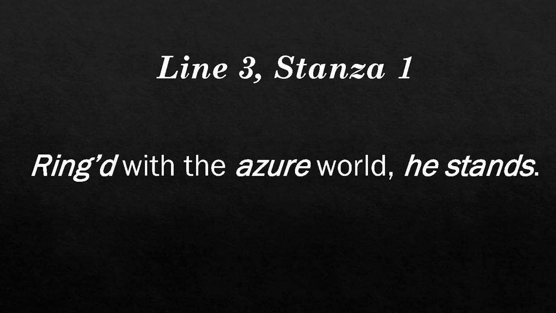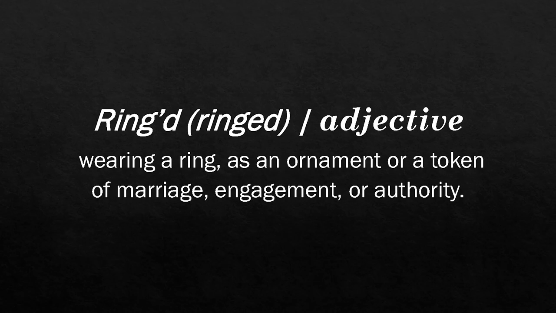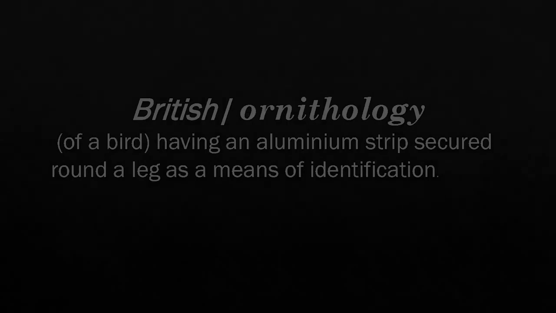Which brings us to the final line of the first stanza, ringed with the azure world he stands. The word ring here means wearing a ring as an ornament or a token of marriage, engagement, or authority. So it's easy to understand that the eagle is quite proud of the azure world. And this line talks about the magnitude where the eagle is involved with the azure world. The eagle is definitely proud of the azure world.